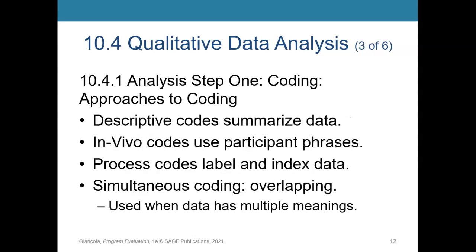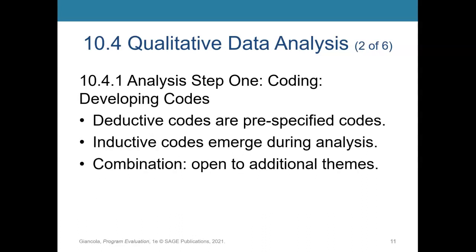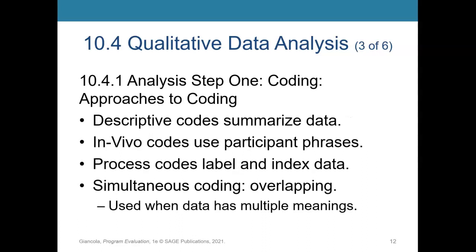So we have deductive codes versus inductive codes, which really just describes when we decide on the code, right? Then we have types of codes that describe what the codes do. So a descriptive code summarizes data in a word or a phrase.